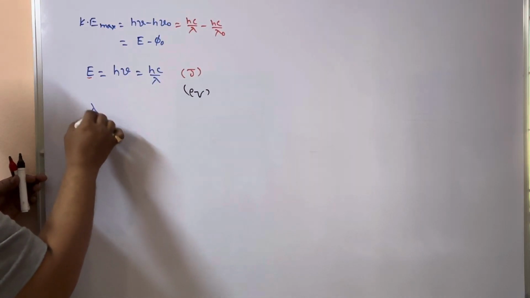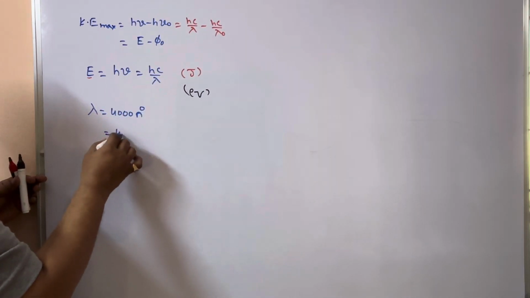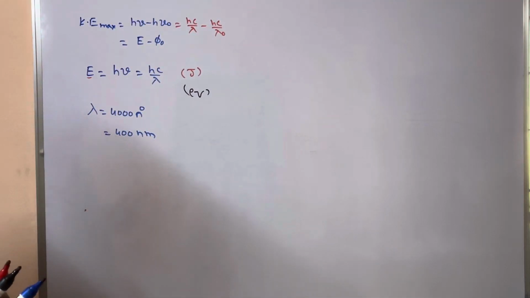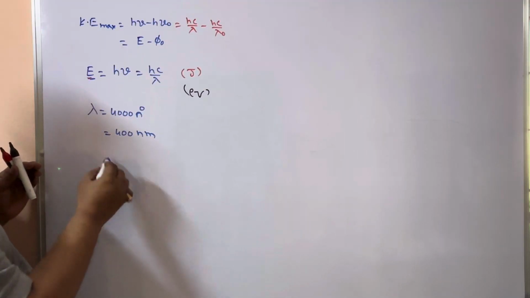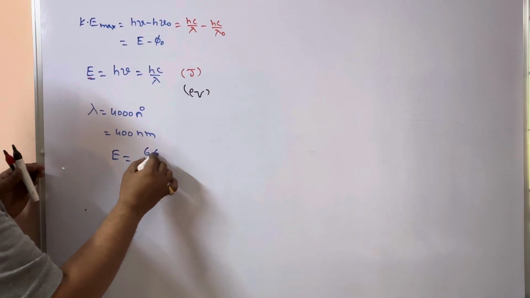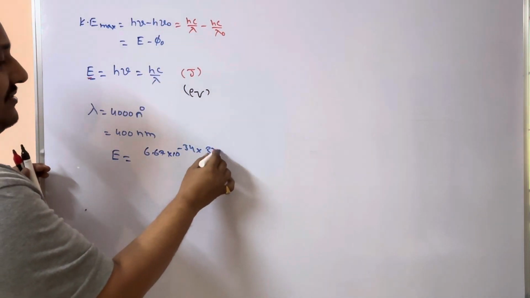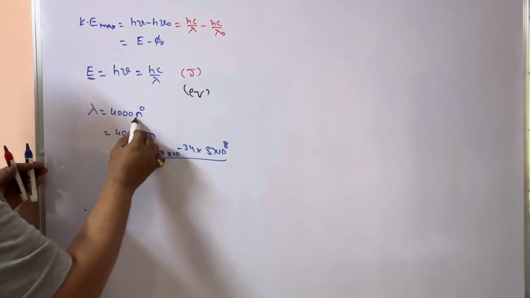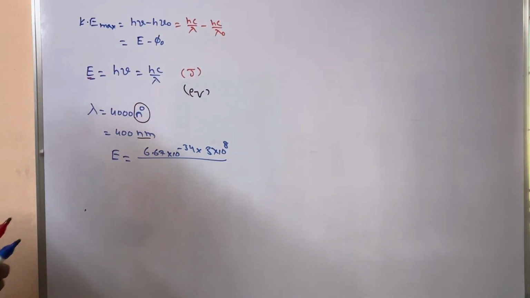They will give a particular wavelength, let us assume 4000 angstroms, otherwise 400 nanometers. Like this they are going to give. At that time, they will ask what is the incident energy. So incident energy E is going to be h, which is 6.67 into 10 power minus 34, c is 3 into 10 power 8, divided by lambda. If you are substituting lambda in angstroms or nanometers, that is going to be very important.